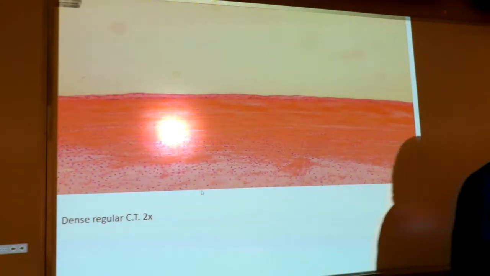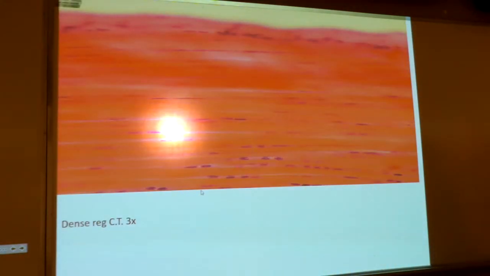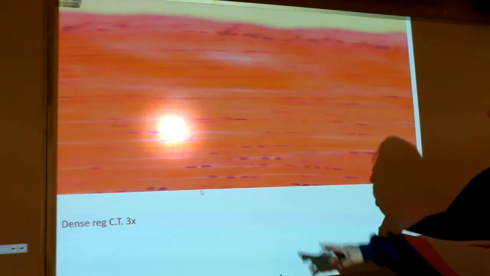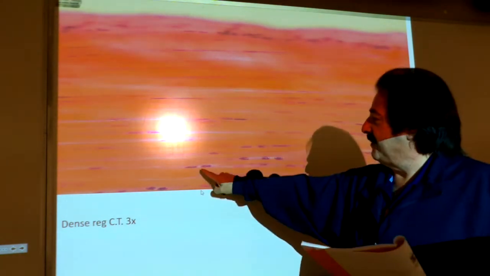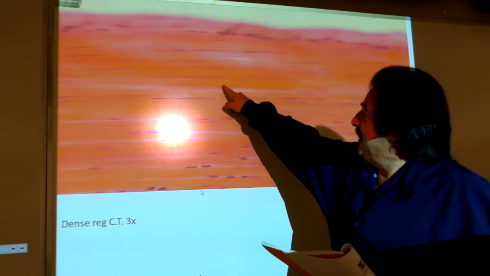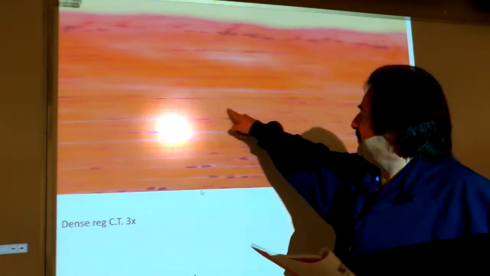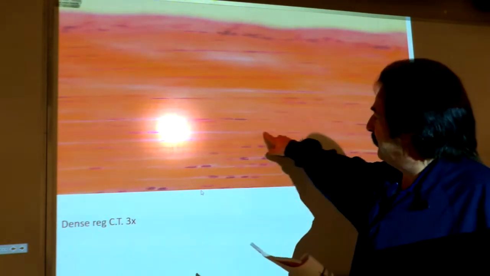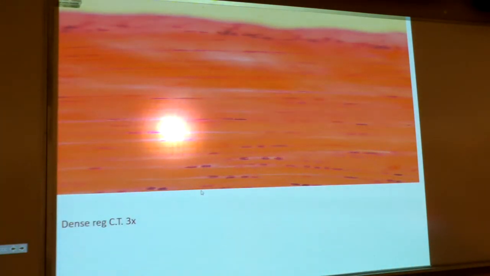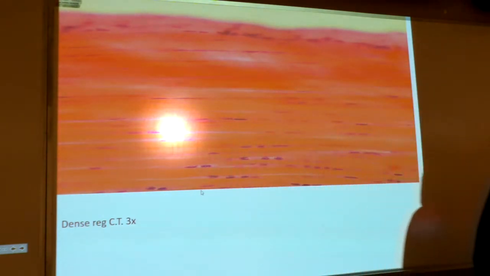Let's zoom in on this. And so you can see that the nuclei are very elongated and that all the strands of the tendons are perfectly parallel with each other. Okay? So this is what we call dense regular connective tissue. All right, next tissue.